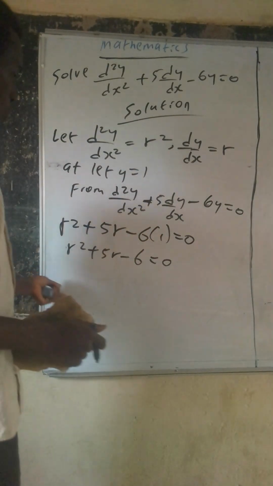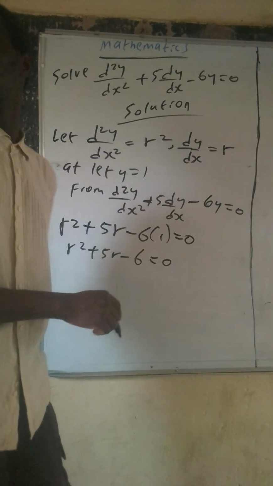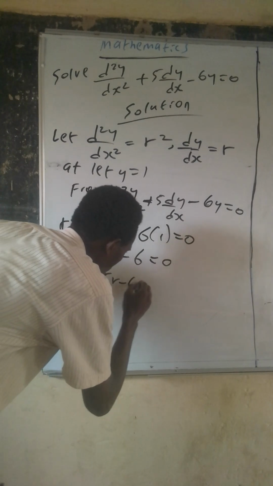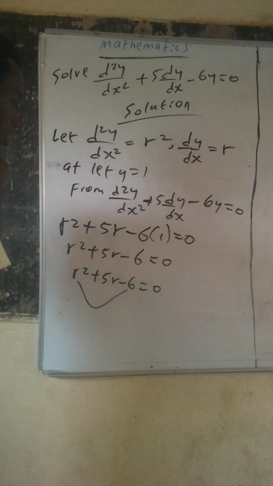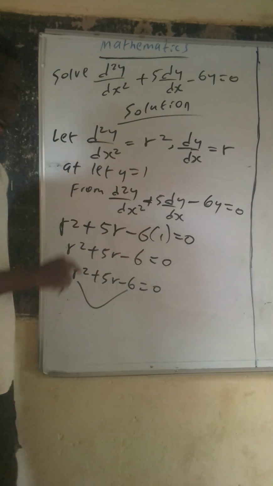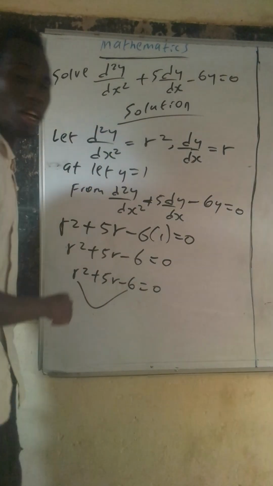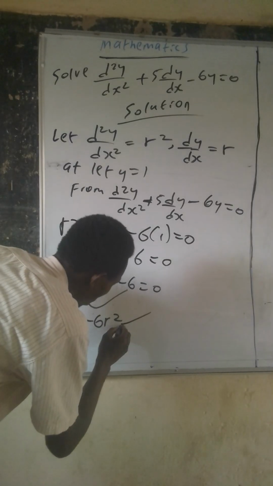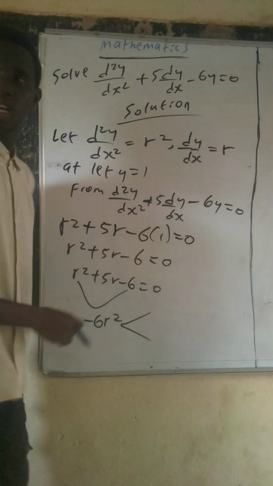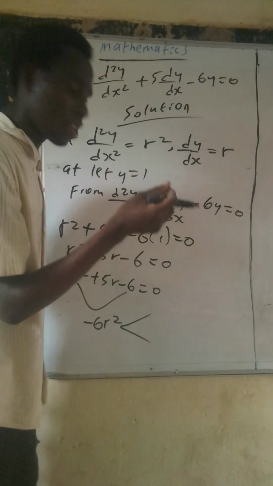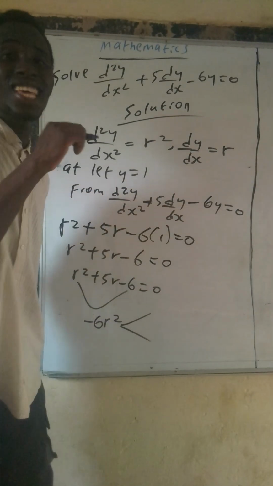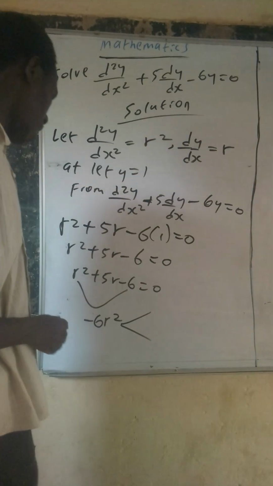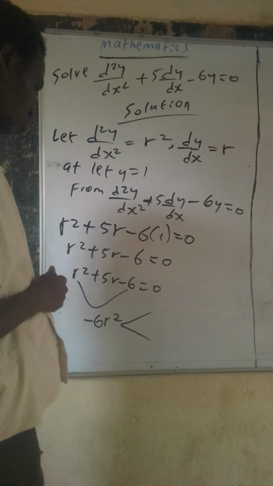So this is a quadratic equation and we need to factorize it. So we have r squared plus 5r minus 6 equals 0. Let's factorize it now. So how can we factorize it? Now we're going to say r squared multiplied by minus 6 is minus 6 r squared. Now we are going to get two variables that when we add or subtract, it will give us 5r, and at the same time, when we multiply, it will give us minus 6 r squared.